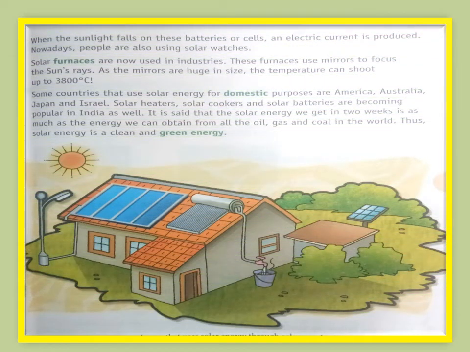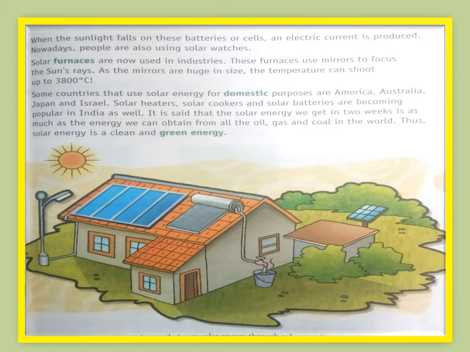When the sunlight falls on these batteries or cells, an electric current is produced. Nowadays, people are also using solar watches, and many machineries, instruments, and devices have been developed for running on solar energy.